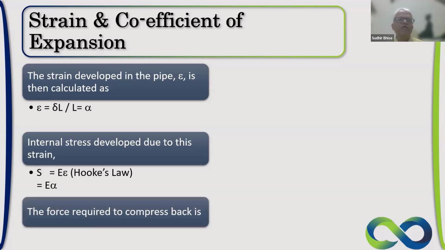Now the force required to compress it back. In the previous slide, we saw that a force is generated, and the equal force will be exerted by the equipment on the piping system. So F, if you want to calculate, is nothing but area of cross section of the pipe into that stress. That is the fundamental equation. If you replace stress with E into alpha, the equation boils down to the force required to keep the system in place: F is equal to A into E into alpha.